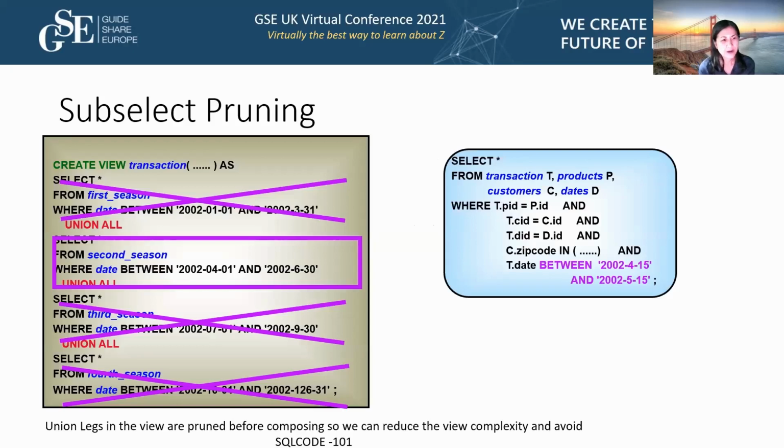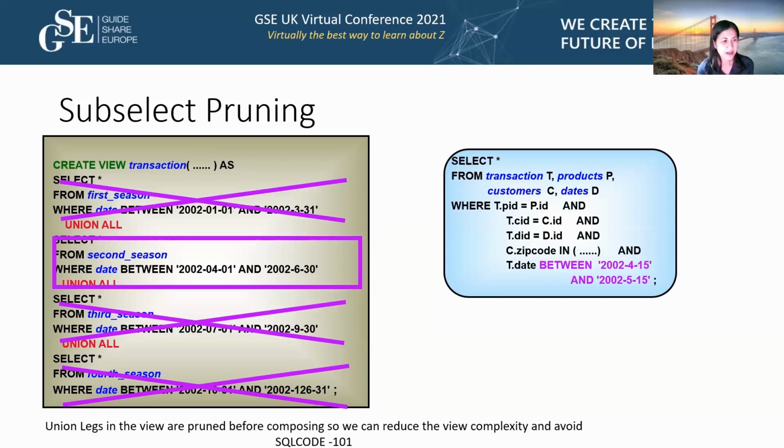In this example, we have a view. The view consists of 4 subselects, joined together by a UNION OR. When this view is referenced, we have a predicate on the outer query block. The date is between April 15 and May 15. Based on this predicate, we can see that only the second query block satisfies the condition.